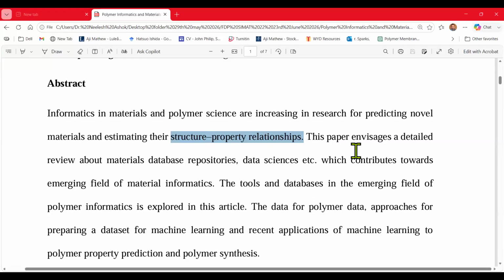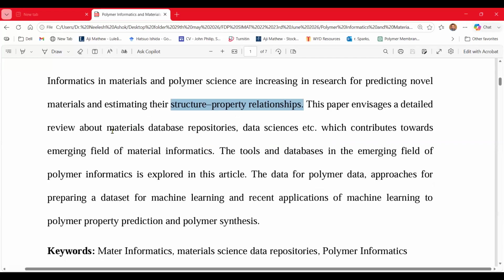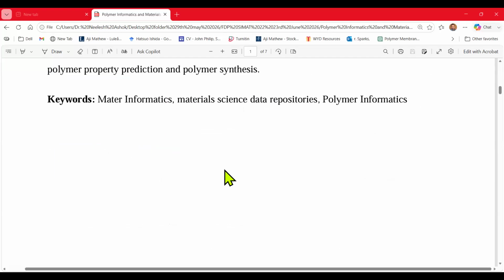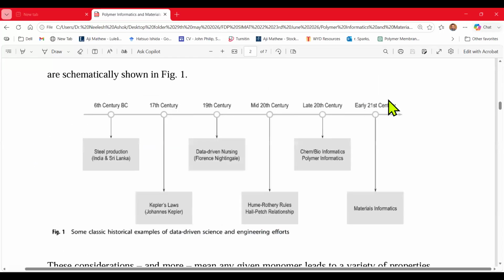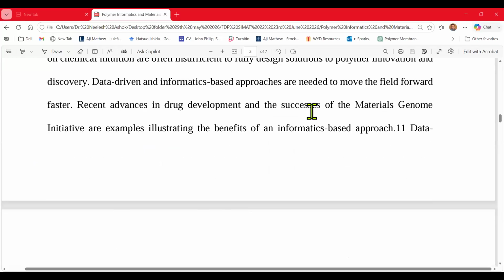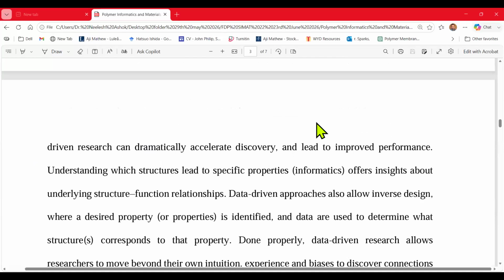Okay. So this paper envisages materials database repositories, benchmarking repositories, data sciences, etc., which contribute towards the emerging field of materials informatics. How the AI tools and databases of polymer informatics are explored is covered in this article. We'll see step by step how it can be done. The introduction, we have seen around this engineering, so I'm just skipping. I'll just share this material so you can read through it.